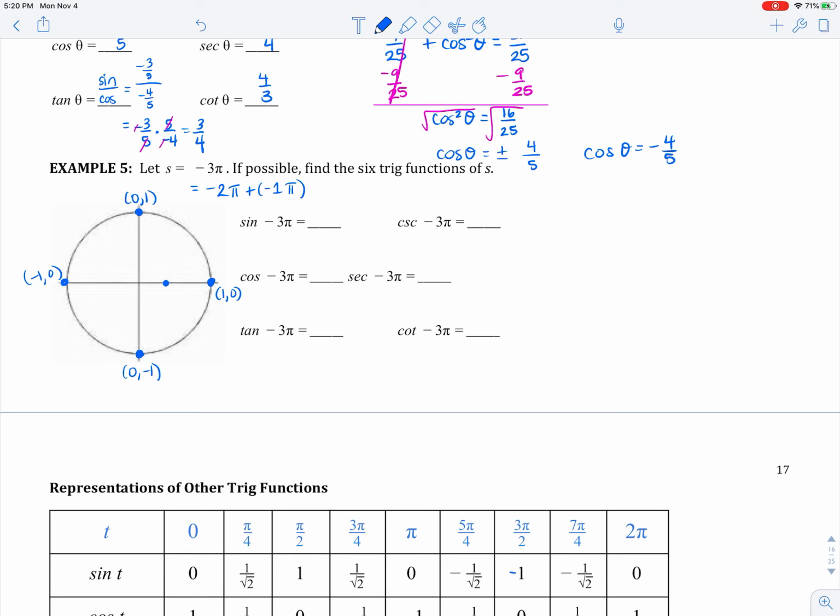So starting in standard position, we rotate a full 2 pi, a full rotation. That's 2 pi, and then another pi brings us to negative 3 pi here. So that tells us that this is our terminal side, the negative x-axis, and that's our terminal point, (negative 1, 0). So this is where negative 3 pi is. Let me erase the other points.